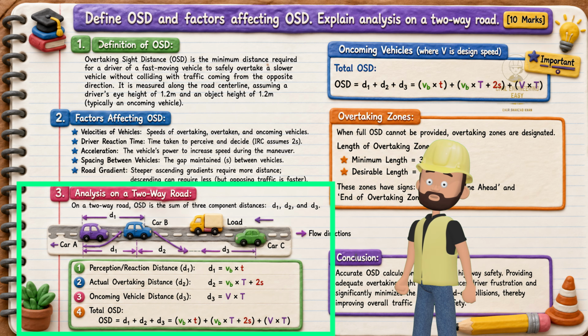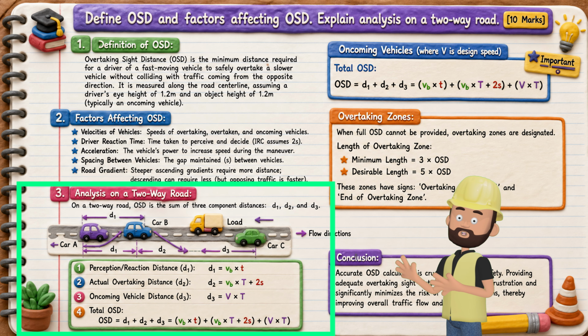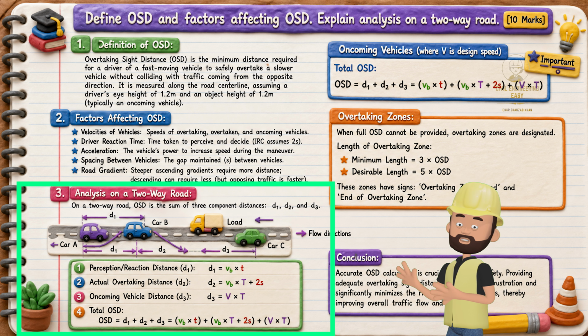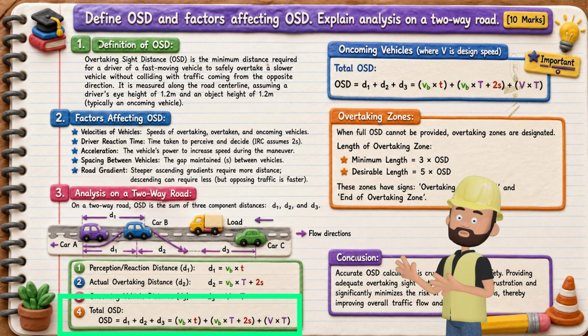Component 3, distance covered by the oncoming vehicle, D3. This is the distance traveled by the oncoming vehicle, car C, during the time the overtaking vehicle is in its lane. It's calculated as D3 equals V multiplied by capital T, where V is the design speed of the oncoming vehicle. Total OSD. Adding all three components together, we get the total overtaking sight distance.